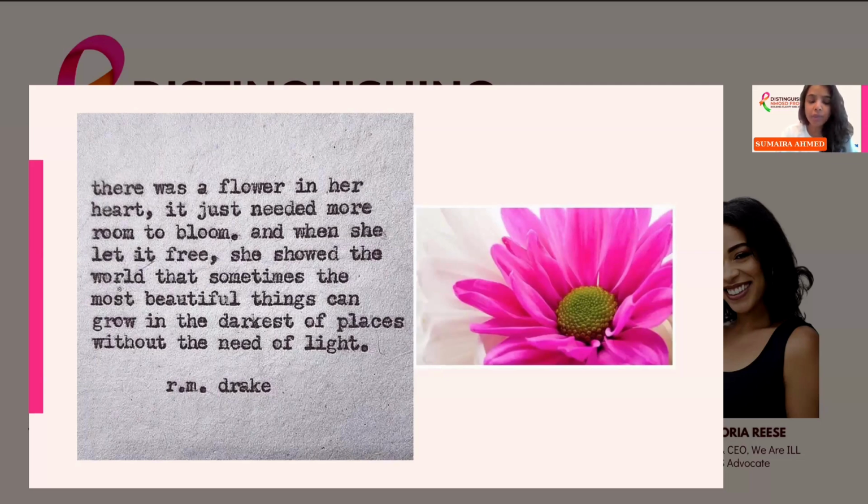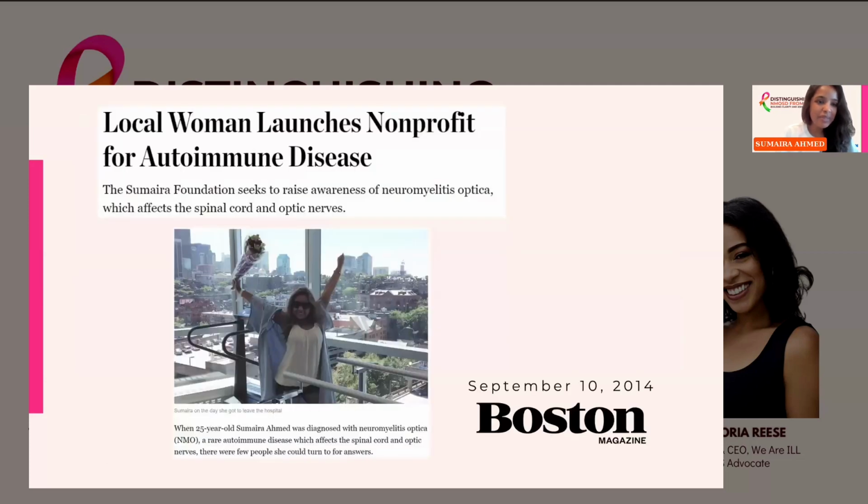This resonated for me on so many different levels. The first is, I lost my vision. So I felt very much in the dark, literally and figuratively. And also, Flower is my nickname. It has been for 20 years. So people call me Sumaira Flower. They call me Flower. So I just read this and I know why he sent it to me. And then it gave me this idea. Next slide. That I needed to do something about this.